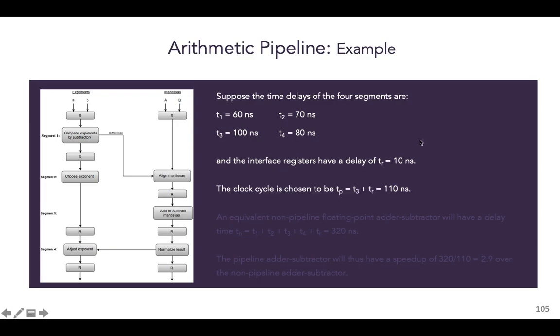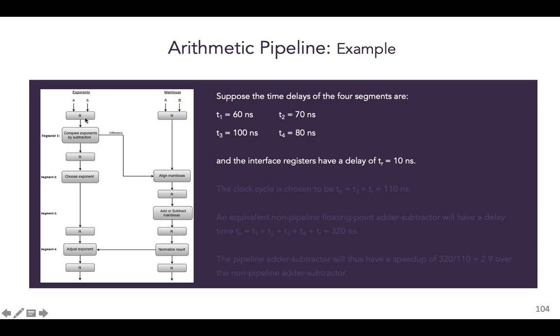Consider, for instance, that the time delays for the 4 segments in this pipeline are 60 nanoseconds, 70 nanoseconds, 100 nanoseconds, and 80 nanoseconds. For example, suppose these were the time delays of these 4 segments. This is the amount of time each of these segments is taking to perform its assigned sub-operation.